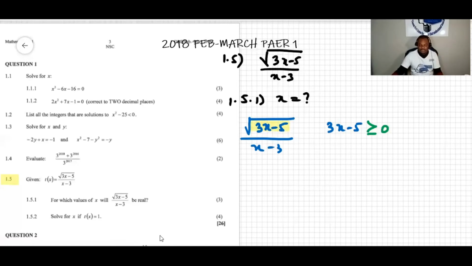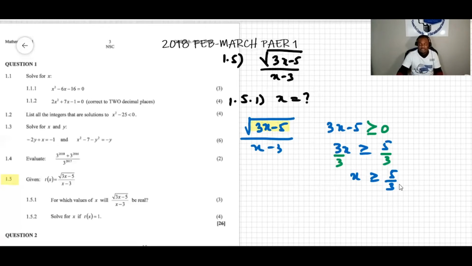So now, if it is greater or equal to 0, we can find the value of x. That means 3x is greater or equal to 5, and then we can divide both sides by 3, and we get x is greater or equal to 5 over 3. So it is going to be real if x is greater or equal to 5 over 3.